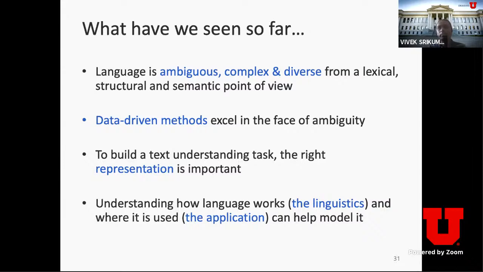And the amazing thing is that the same high-level family of methods, namely data-driven methods, excel across all of these. I was telling you about the IBM team that pioneered a lot of the machine translation work, the grandparent of Google Translate, if you will.